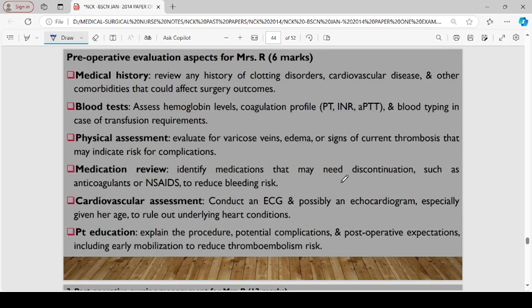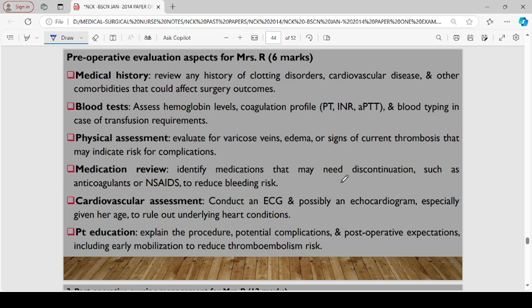As for the preoperative evaluation aspect for Mrs. R, we need to review any history of clotting disorders, cardiovascular disease, and other comorbidities that could affect her surgery outcome. So you need to assess hemoglobin levels, coagulation profile, the PT, the INR, and the APTT, and blood typing in case of transfusion requirements.